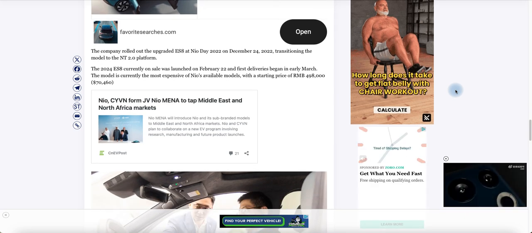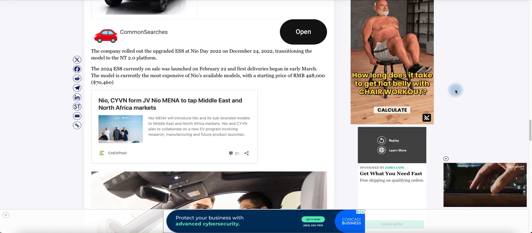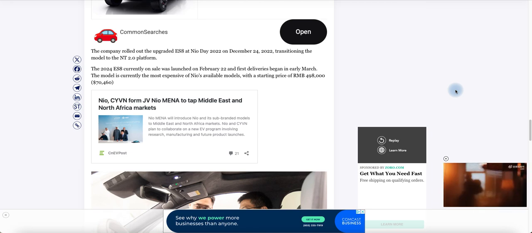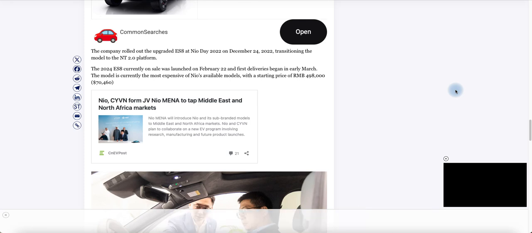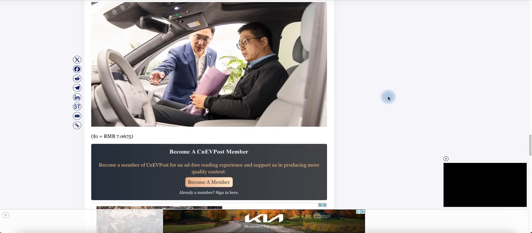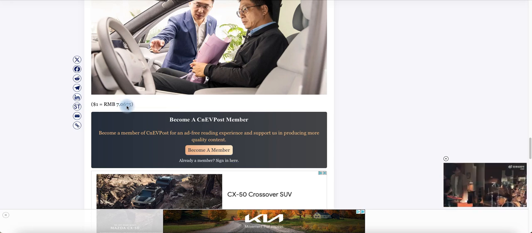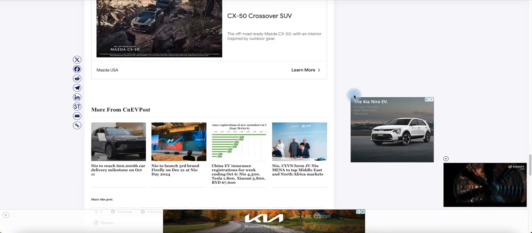The company rolled out the upgraded ES8 at Nio Day 2022 on December 24th, 2022, transitioning the model to the NT2.0 platform. The 2024 ES8, currently on sale, was launched on February 22nd, and first deliveries began in early March. The model is currently the most expensive of Nio's available models, with a starting price of RMB 498,000, equivalent to $70,460. Says here $1 equals RMB 7.0675. That's the conversion.